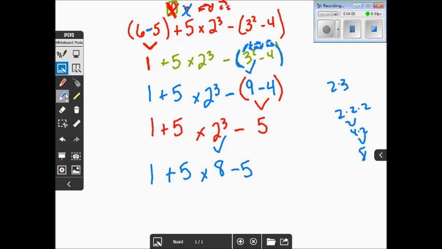Now I'm done with exponents. Now I'm going to go to multiply or divide. There's only one multiplication. That's going to be 40. I bring down everything: 1 plus 40 minus 5. Okay, now I'm finally done with that. I'm on to addition or subtraction.